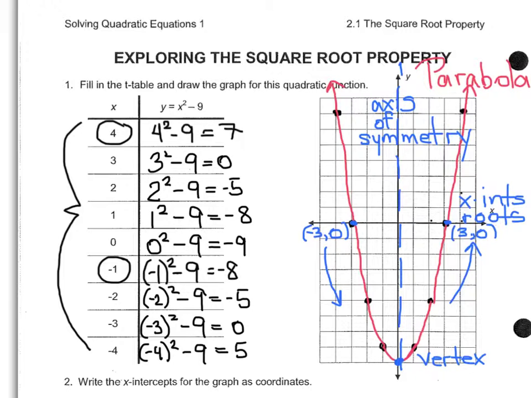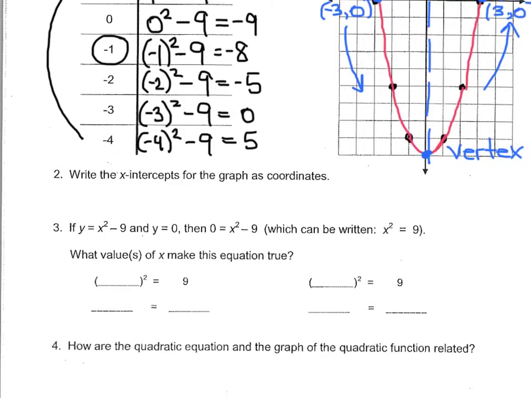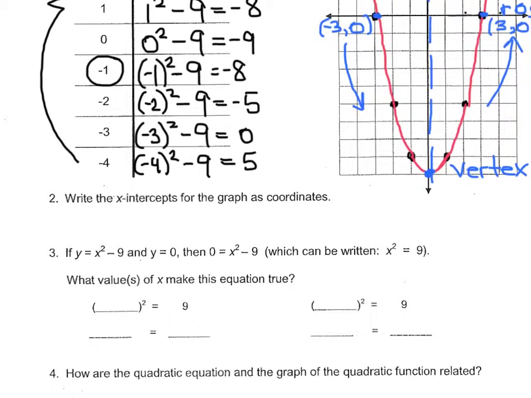Great. Now, if we look a little bit further down on this worksheet, question 2 says, what are the x-intercepts of the graph? Well, you already know that. We talked about the x-intercepts being at (3, 0) and (-3, 0). Make sure you write them as an ordered pair because a point always has two parts, an x-coordinate and a y-coordinate. So those are the x-intercepts of the graph.